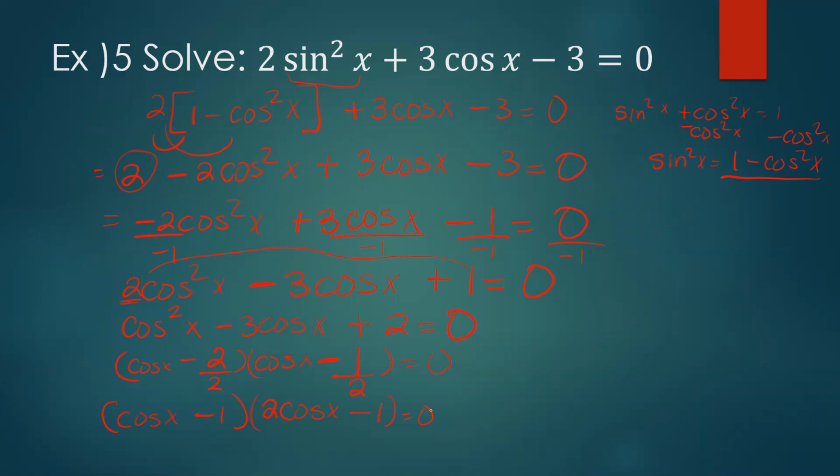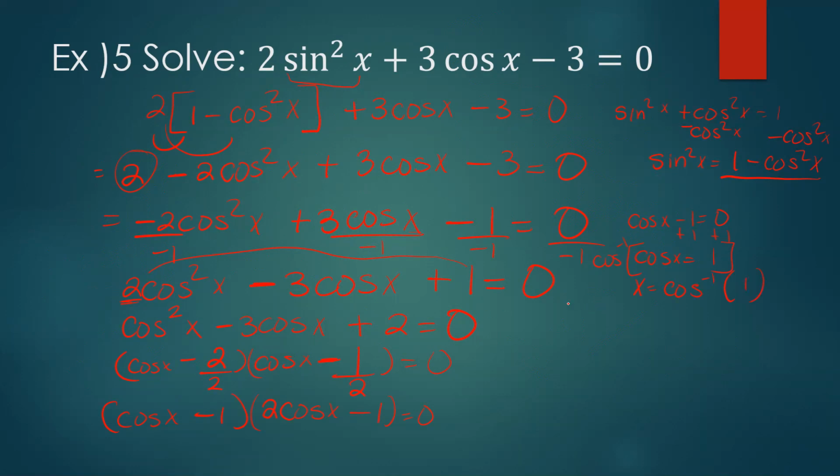And then what you could do is set each equation to 0. So cosine of x minus 1 equals to 0. That'd be plus 1 plus 1. Cosine of x equals to positive 1. And then I guess you could take the cosine inverse of both sides. So this is going to be x equals cosine inverse of positive 1.